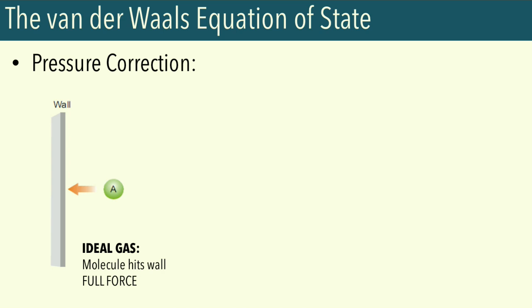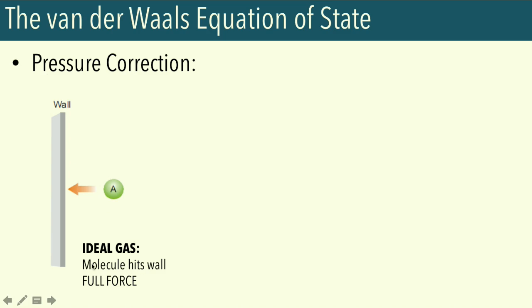Okay, so the pressure correction is going to be due to the intermolecular forces of attraction of the gas molecules for one another. So let's consider what pressure is on a molecular basis. According to the kinetic molecular theory, the pressure of a gas is due to the individual molecules colliding against the walls of the container. So it's related to the force that each of these molecules is going to have with the wall.